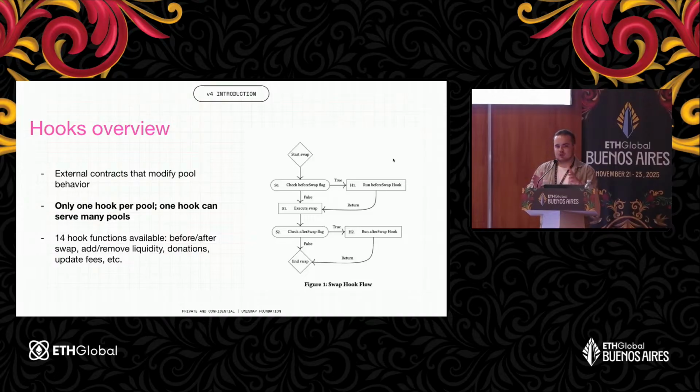You can have just one hook contract that you are using for one pool. You can also code your hook contract in a different architecture so that it works for multiple pools. But you cannot have more than one hook contract for your pool.